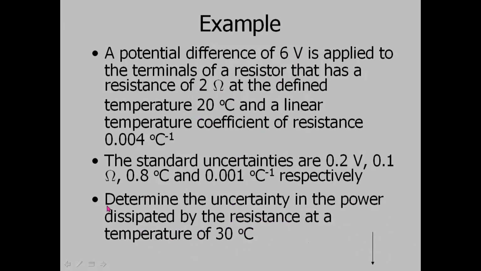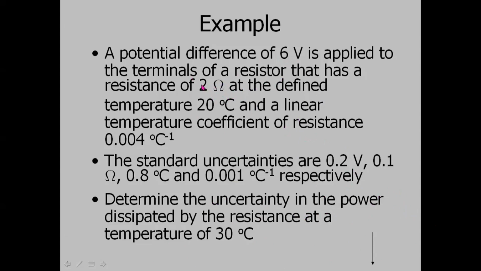So what is the first step? The first step, of course, is to identify the sources of uncertainty. What is the measurement result we are interested in? We are interested in the power. We have to determine the uncertainty in power. So for each variable, what are the input variables?